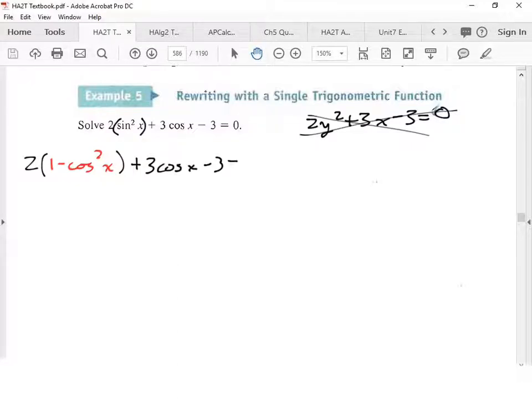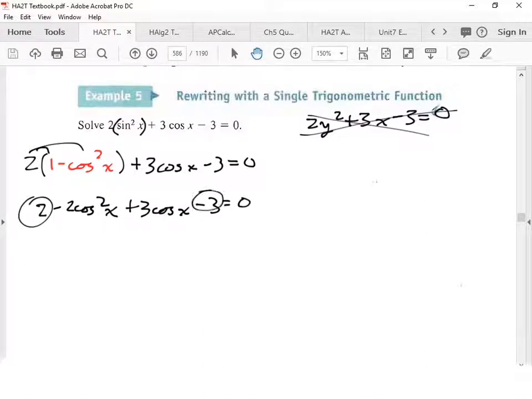Yes? No? Yes. All right, check this out. So I'm going to distribute this 2 right here, and I'm going to get 2 minus 2 cosine squared x plus 3 cosine. I'm just writing out the rest of it. I don't need to read it all. And then I'm going to combine like terms, positive 2 and negative 3. So I'm going to have negative 2 cosine squared x plus 3 cosine x minus 1 equals 0. Now I have something way prettier.